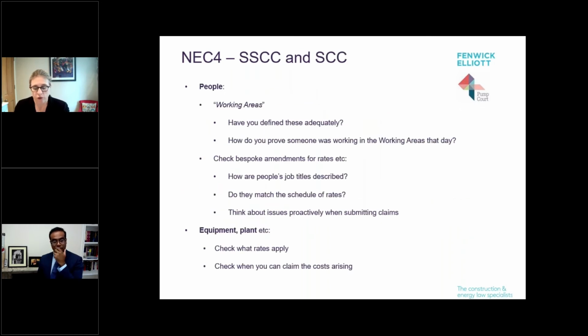And in terms of the other rules, the famous one that people always fall foul of is working areas. Have you defined your working areas properly? Is it clear what you mean? How do you prove someone was working in the working areas that day?